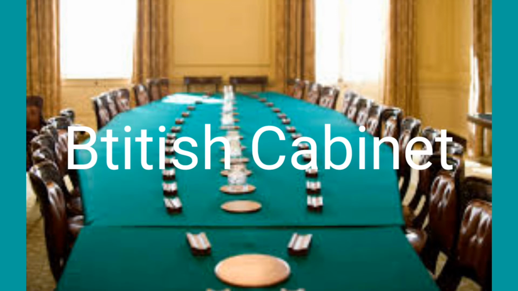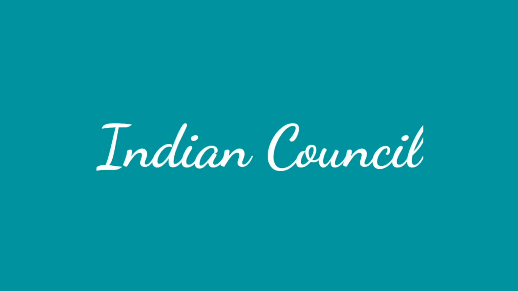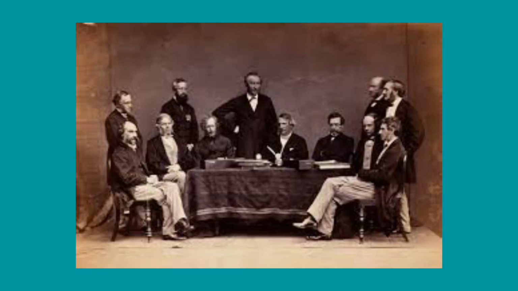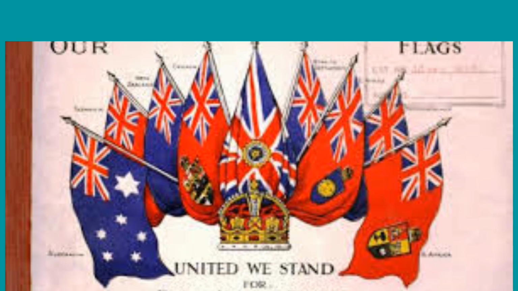The Secretary of State for India was one of the members of the British cabinet, and he had a council also. The name of the council is the Indian Council. That council would help and advise him when he takes decisions on important matters. The second thing is, the title of the Governor General was changed, and he became known as the Viceroy of India. Viceroy means the representative of the Crown. With all these changes, India went under the direct control of the British government.